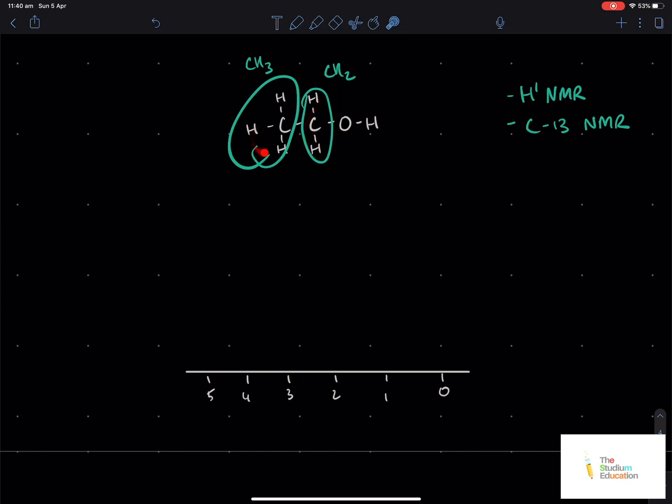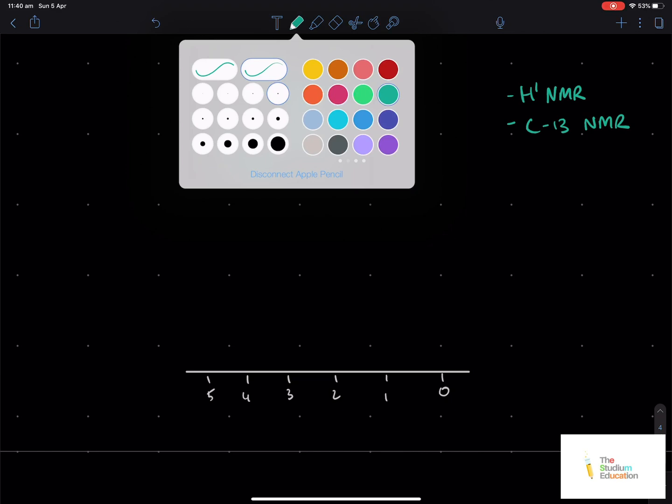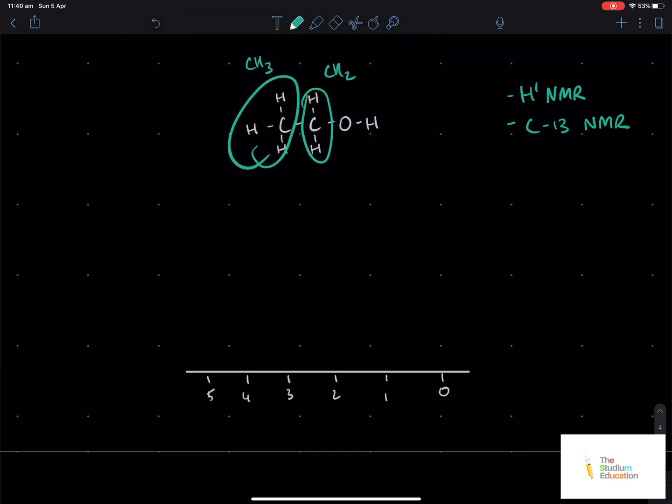So this CH3 right here will have a lower chemical shift, while this CH2 will have a much higher chemical shift due to this oxygen pulling those electrons away and not shielding the CH2 as much from the external magnetic field. Now, we measure chemical shift. Chemical shift is a weird concept. We'll explore chemical shift in much more detail in the next video.